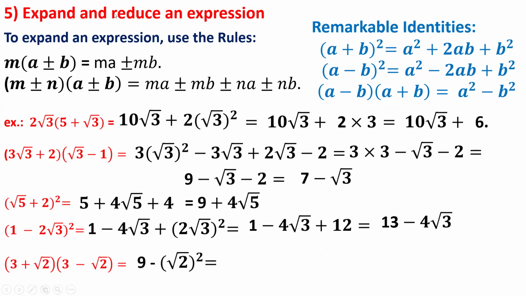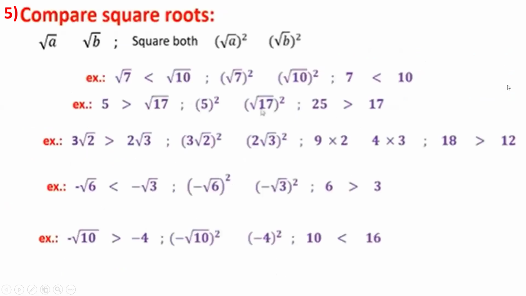Also, we can expand or reduce an expression using remarkable identities. The 3 remarkable identities that we also studied last year: a plus b all of it squared. We should memorize how we write these remarkable identities. It is a squared plus 2ab plus b squared. A minus b all of it squared is a squared minus 2ab plus b squared. A minus b into a plus b: if I'm multiplying 2 parentheses with the same terms inside, 1 minus and 1 plus, it's a squared minus b squared. These are the remarkable identities.